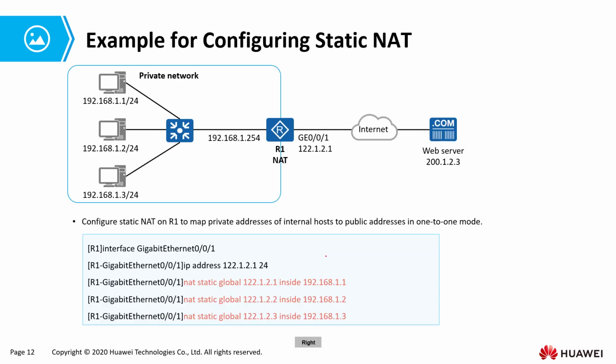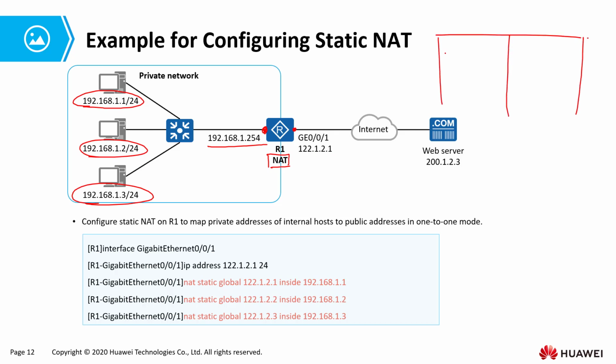This is an example configuration. You can see this is a similar network to the one we just had previously. We have in our private network 191.6.1.1/24, 191.6.1.2/24, and 191.6.1.3/24 connected to 191.6.1.254 as their default gateway on the egress device. The egress device will need NAT configured. On the outside point, the egress device has 122.1.2.1, and of course we have our mapping table that we shall need to configure on this device.